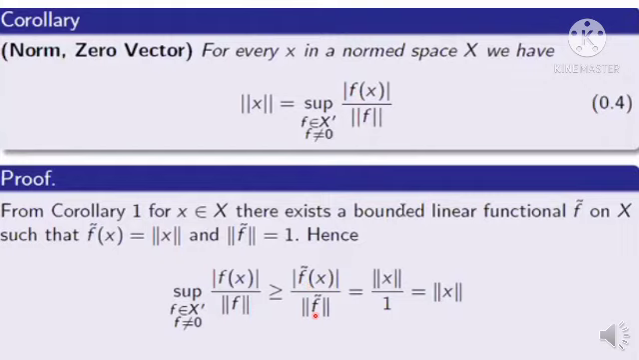Here f is only one bounded linear functional, and this is the set of all bounded linear functionals. Here we are given that the absolute value of f tilde of x is equal to the norm of x, and the norm of this f tilde is equal to 1. So the norm of x is less than or equal to the supremum of this ratio.